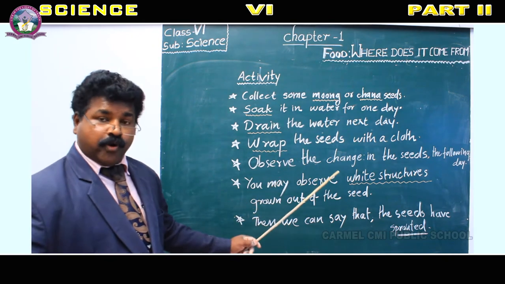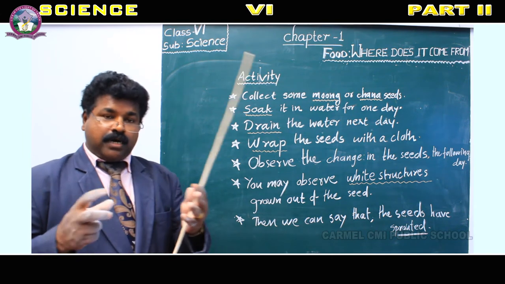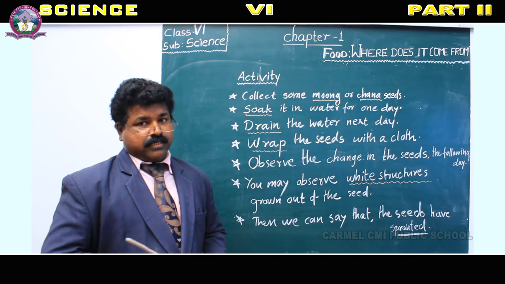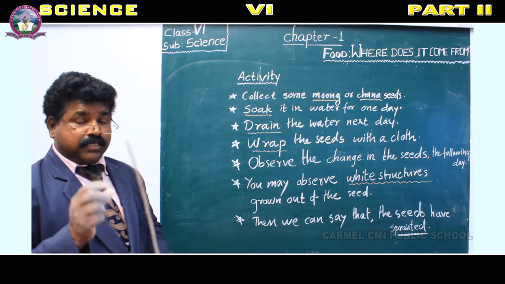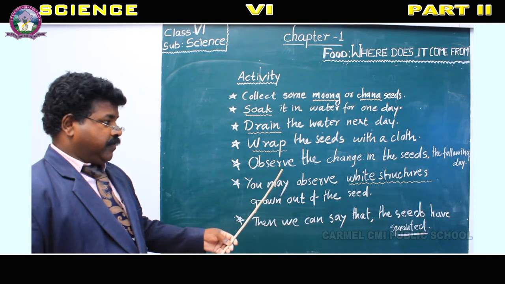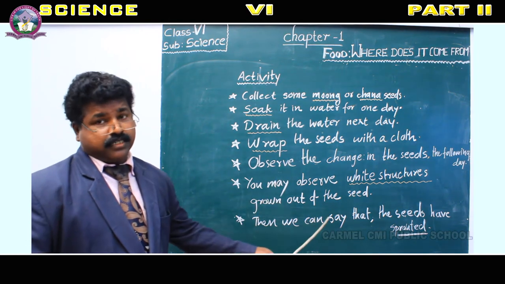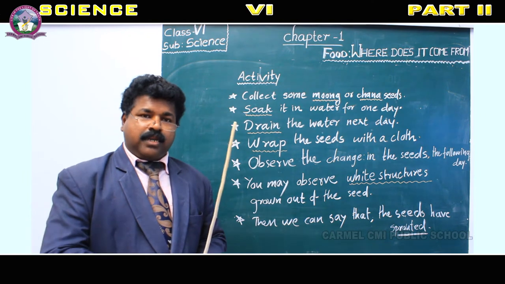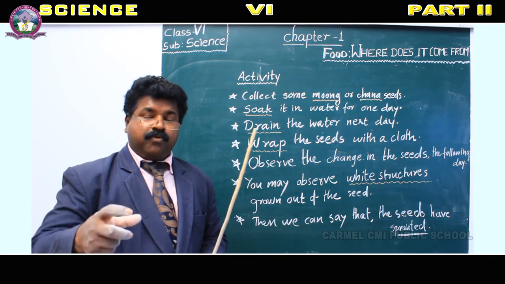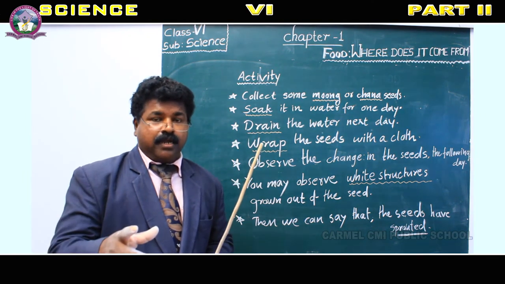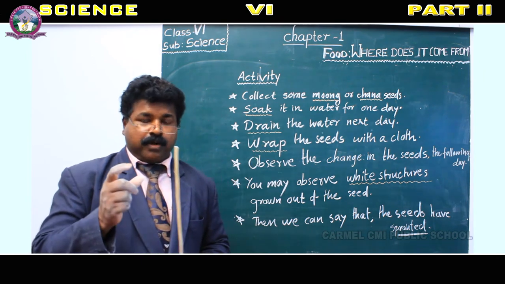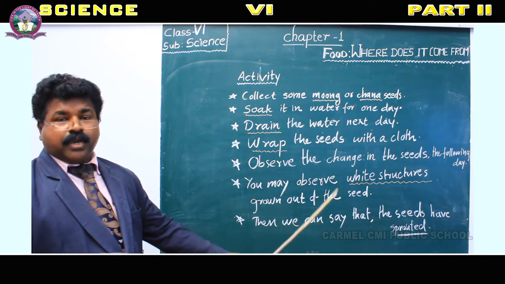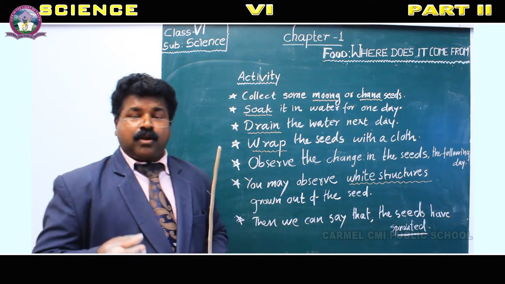And the following day, you just remove the wrapper and observe. You may be able to find the white structures which are coming outside. And if the white structures are coming outside, then we can say it has already sprouted. And suppose the sprouts are not coming outside, soak it in water again for one more day, then wait for one more day. The next day, definitely, you will be able to see the sprouts. And these sprouted seeds, you can eat as a raw food item.